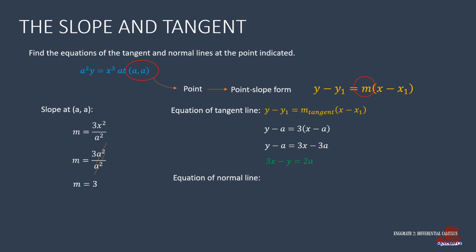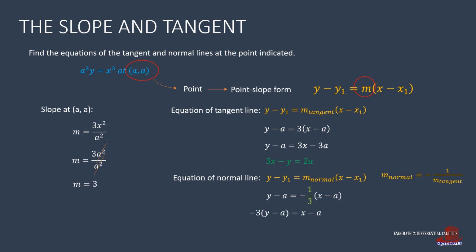Proceed to solving the equation of the normal line using the same point-slope form. However, we are to use the normal slope and not the tangent slope. And since what we know is the tangent slope, use the relationship that the normal slope is the negative reciprocal of the tangent slope. The function then becomes y minus a equals negative 1/3 of x less a.